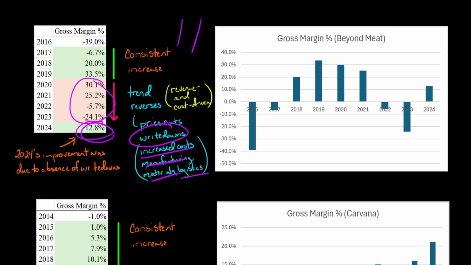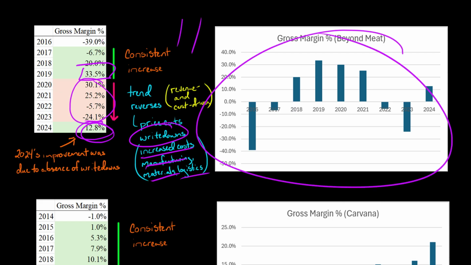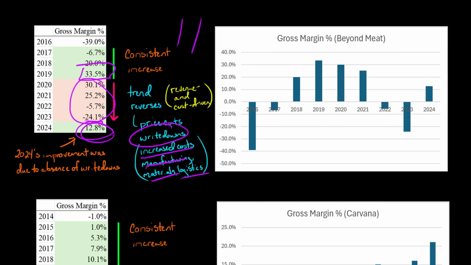But you see, it still wasn't back to where it had been in 2019 and 2020, where it was in the 30s, and they still hadn't got it back to that point in 2024. So it's been a wild ride for Beyond Meat. But again, you go to the MD&A, and it tells you the story behind this. We can tell that as the company's growing larger, the gross margin percentage is getting higher. They're getting better at manufacturing the product. There's that learning curve, right? They're making more of it.